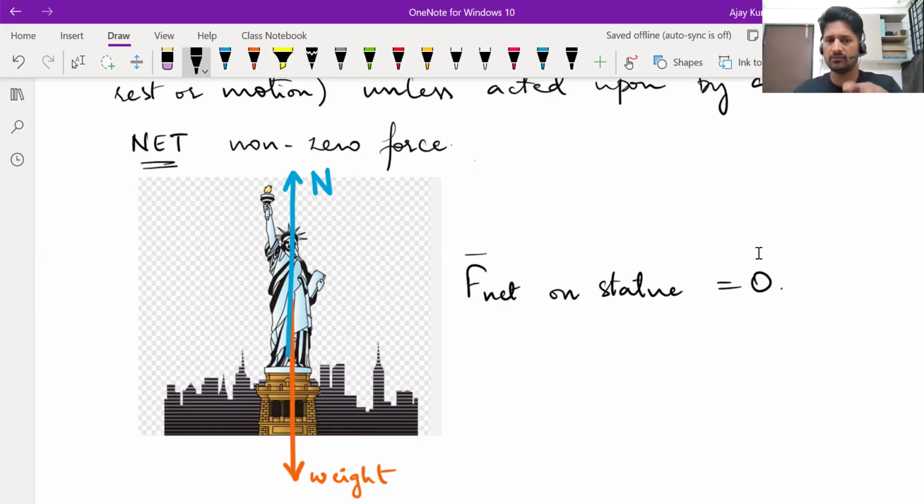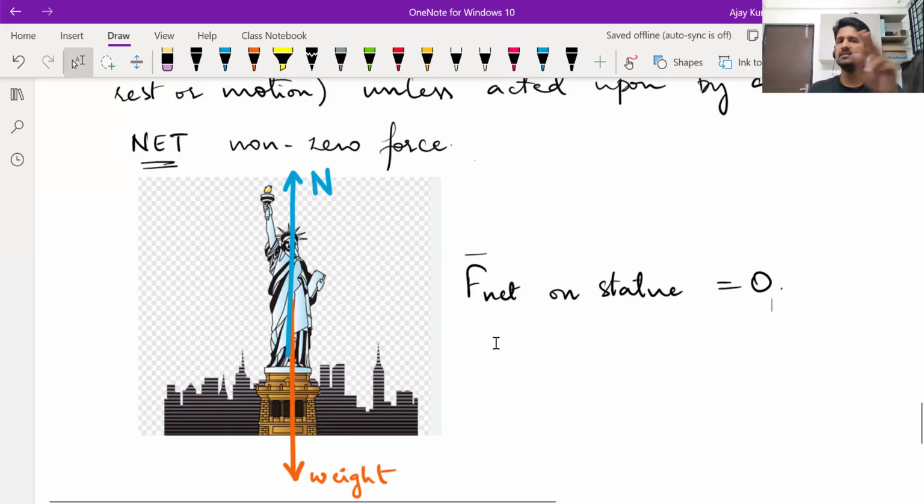So there are a few things we can understand from this. If an object continues in its state of motion, it doesn't mean there are no forces acting on it. It could also mean that the net force acting on it is 0. There are forces acting on it, but their sum together becomes 0. Their net or resultant effect becomes 0. So if an object's state of motion is not changing, there are two possibilities: there may be no forces acting on it at all, or there may be forces, but their resultant is 0.